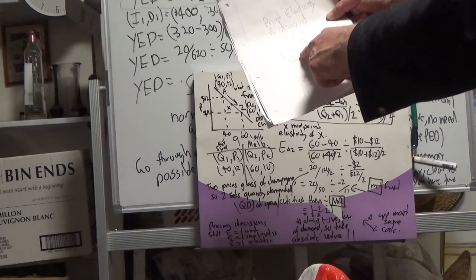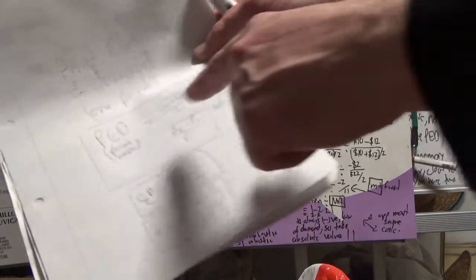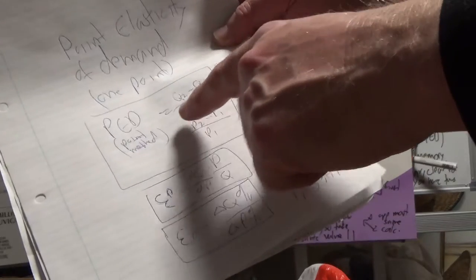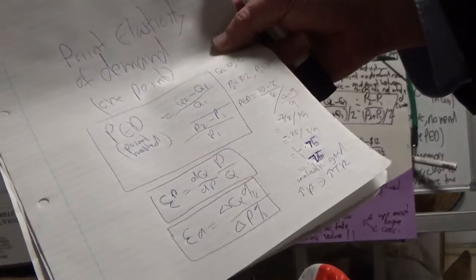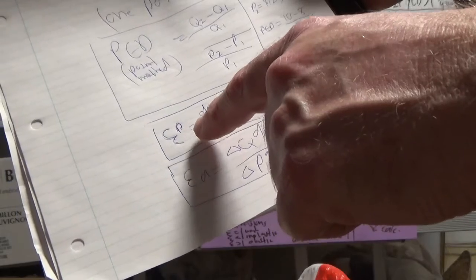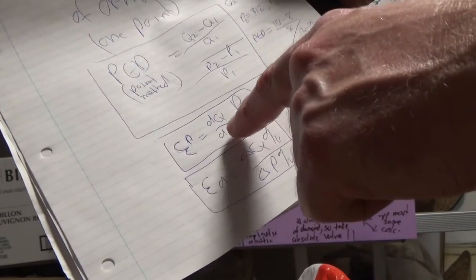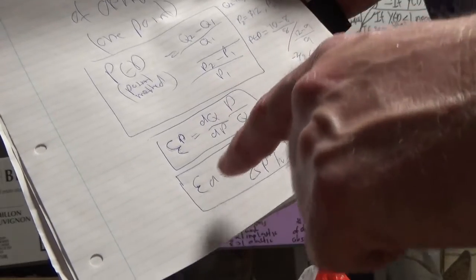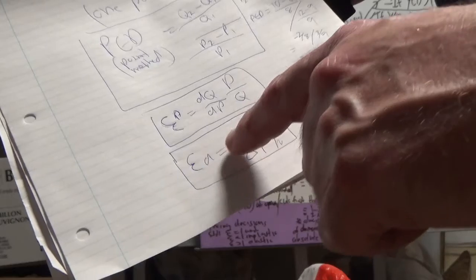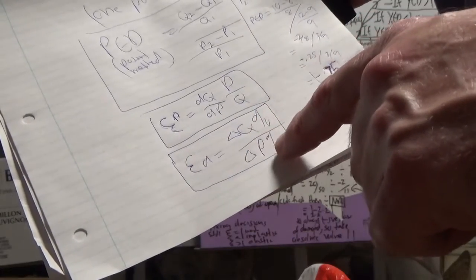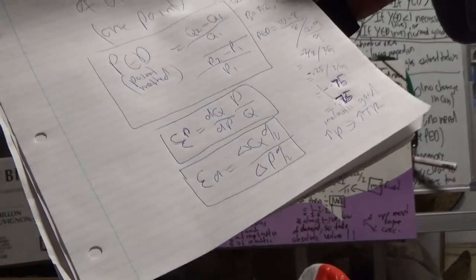PED on the point method is equal to Q2 minus Q1 over Q1 divided by P2 minus P1 over P1. Another expression you might have seen is the first derivative of Q with respect to P, multiplied by P over Q. Or you might have seen point elasticity as percentage change in quantity over percentage change in price. That's point elasticity.